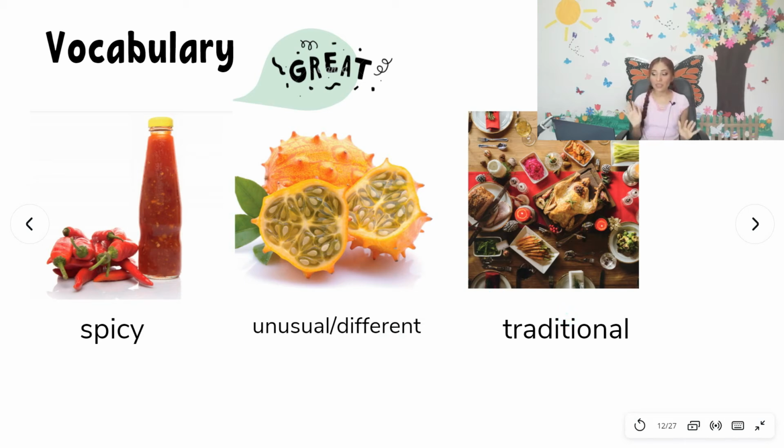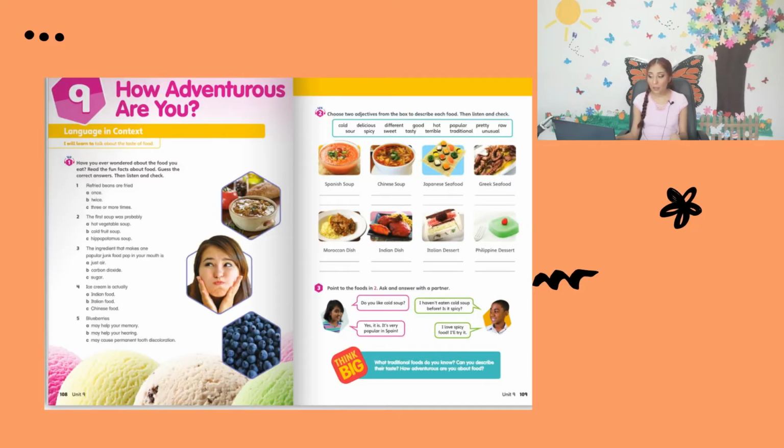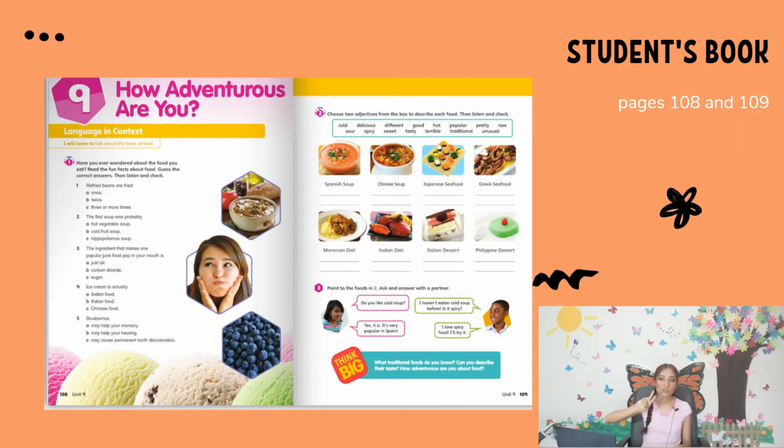Excellent job. So now I think that we are ready to start with the first activities that we have in the students book. Today we're gonna be doing just 2 pages. It's not a lot, so don't worry about it. We have students book pages 108 and 109. In 108, we just have one activity and you just need to circle, so don't worry about it. Number 1 says, have you ever wondered about the food you eat? Read the fun facts about food. Guess the correct answers. Then listen and check.